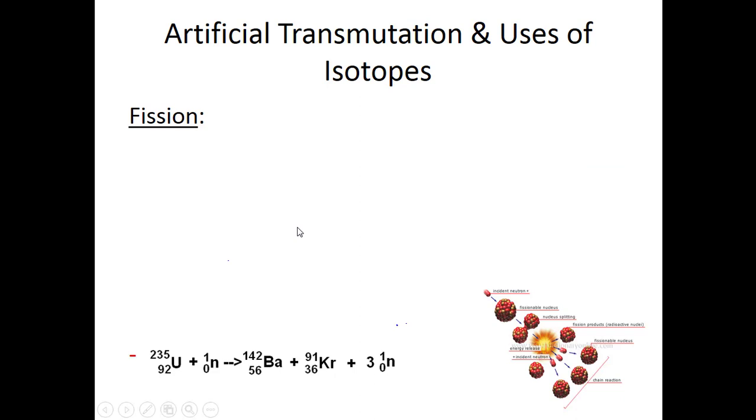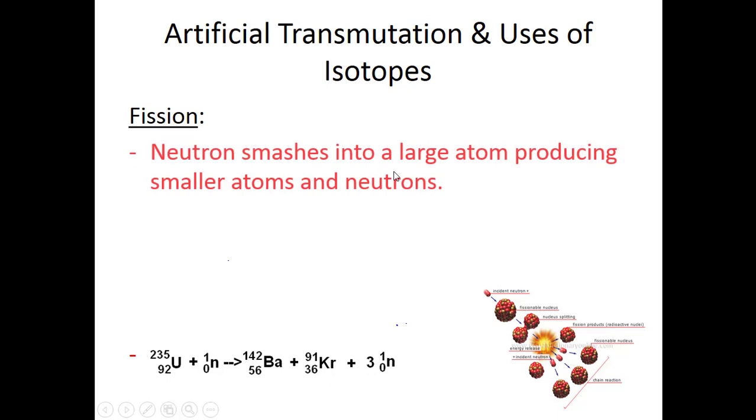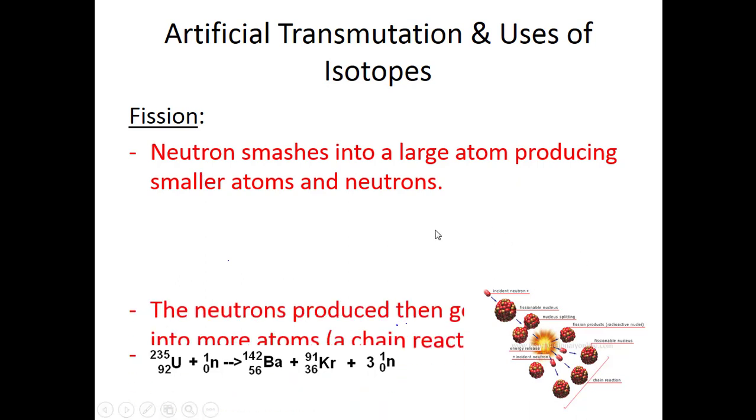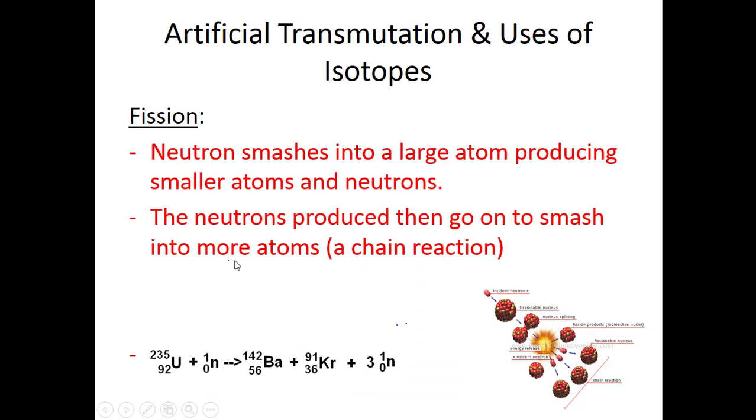The two types of artificial transmutation are fission, which sounds like division, and that's exactly what's taking place. A neutron smashes into a large atom, producing smaller atoms and neutrons, and as a result, causes a chain reaction. The neutrons produced then go and smash into more atoms, and so on, and so on. Each one of those collisions produces a great amount of power, and by doing so, you're creating an overall net system of a lot of energy.